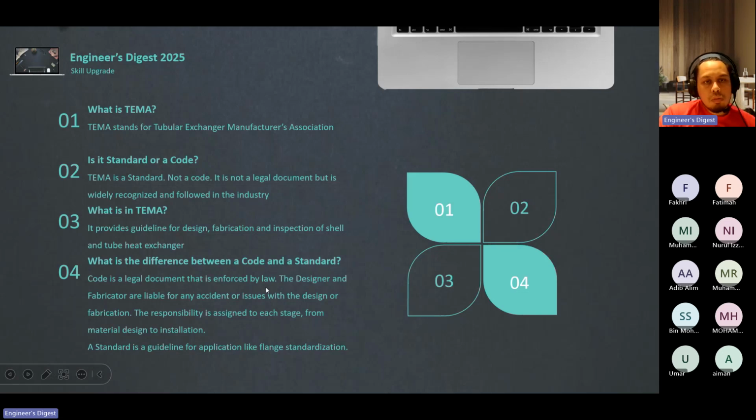What is the difference between a code and a standard? A code is a legal document that is enforced by law. For example, for heat exchangers there is another code that governs the thickness and the fabrication as well. This is ASME VIII Division 1, and ASME VIII is actually a code, so it needs to be followed. The designer and fabricator are liable for any accident or issue with the design or fabrication if it's a code. The responsibility is assigned to each stage from material and design to installation. A standard is a guideline application like flange standardization. This is, as I said earlier, the same as B16.5.